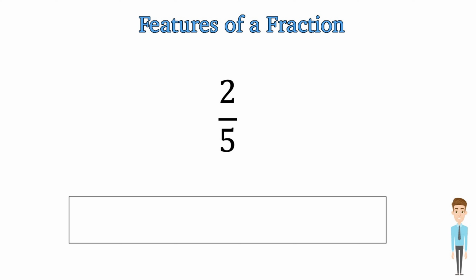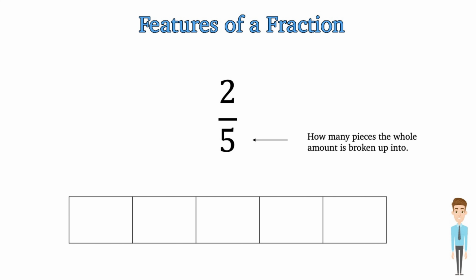Now let's quickly revisit the features of a fraction. Looking at the fraction 2/5, the 5 represents how many pieces the whole amount is broken up into, while the 2 represents how many of those pieces you have. Since these parts are so important, we give them names so that we can always be on the same page when describing each section of the fraction.